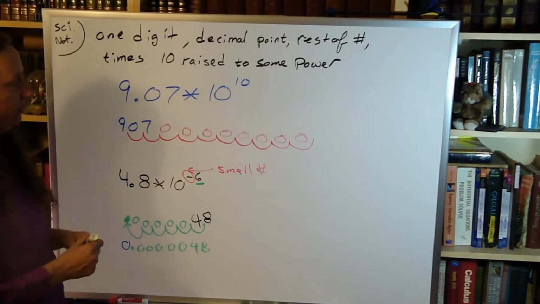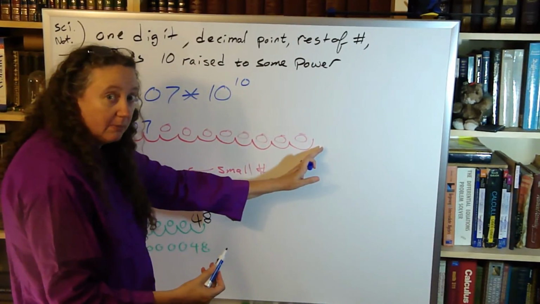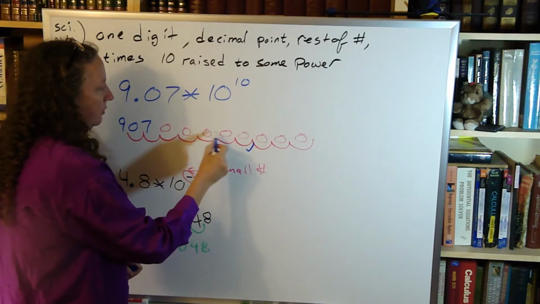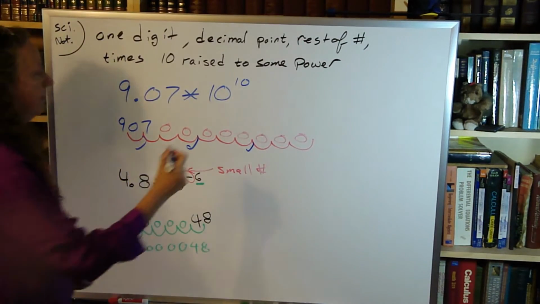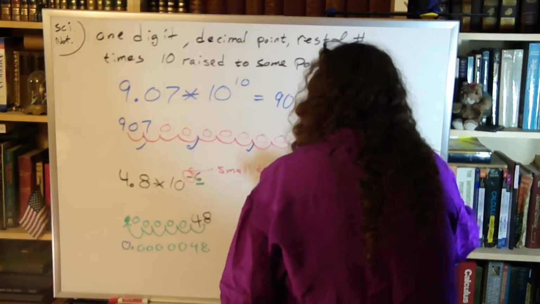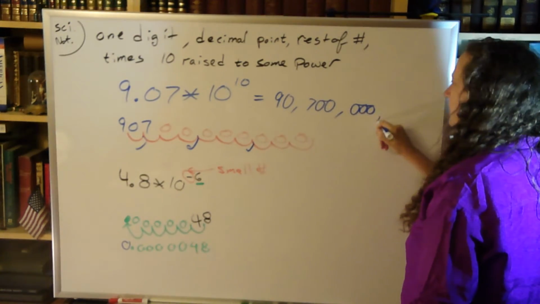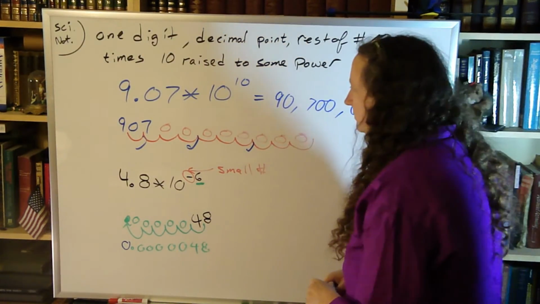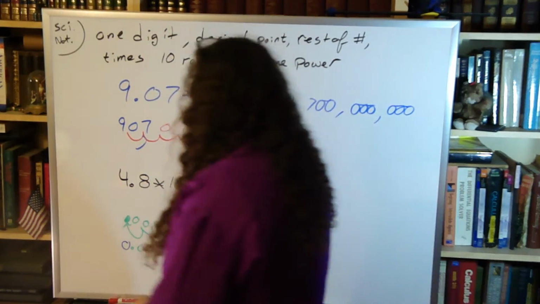Typically we put commas every 3 places, but you can't put the commas in until you know where the end of the number is. So now I have to count back 3. 1, 2, 3, comma. 1, 2, 3, comma. 1, 2, 3, comma. So my number is 90, comma, 700, comma, 000, comma, 000. Lots of zeros there.